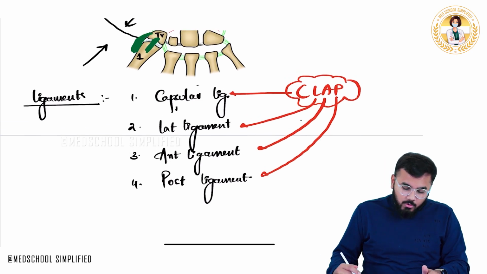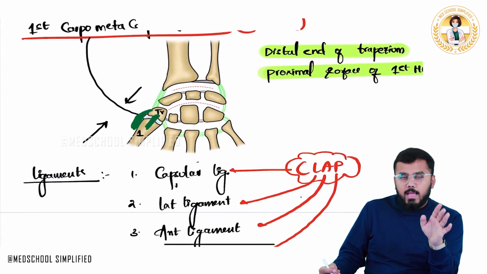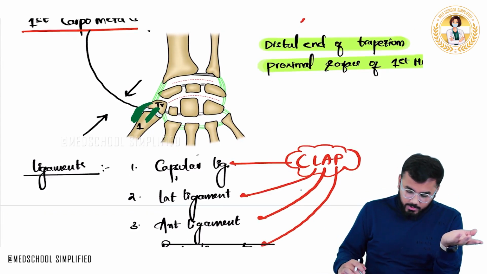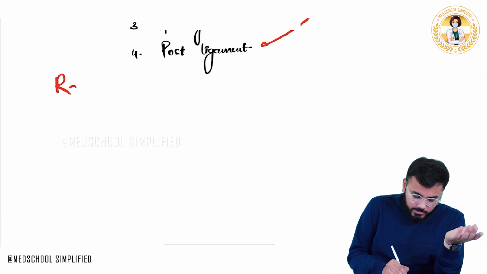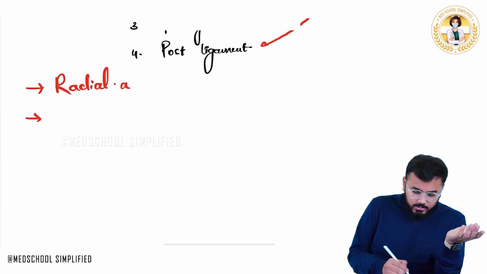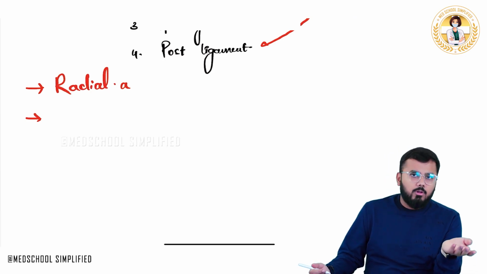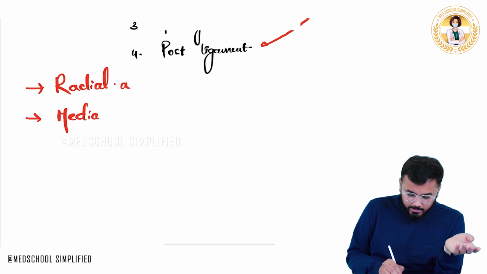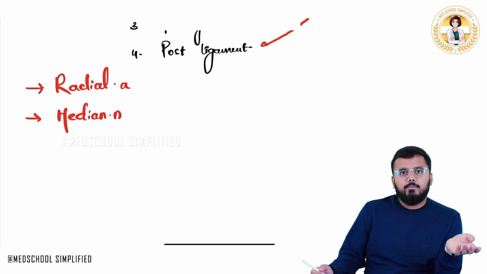Okay. Now, if you look at the blood supply as well as the nerve supply, all of you know blood supply is radial artery, right? The blood supply will always be radial artery. That forms one of the contents of the anatomical snuff box. And the nerve supply to this joint is your median nerve.